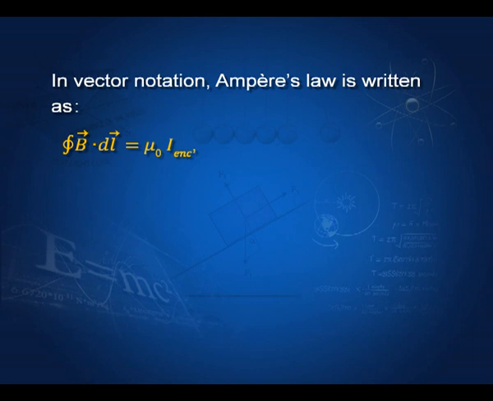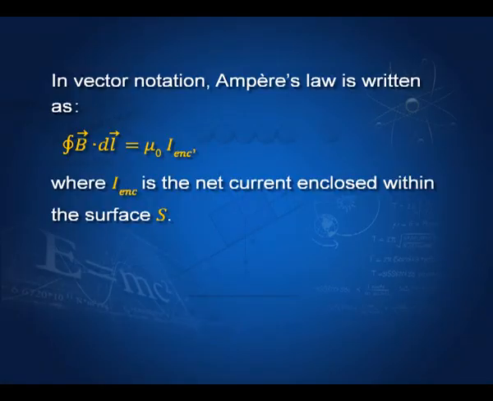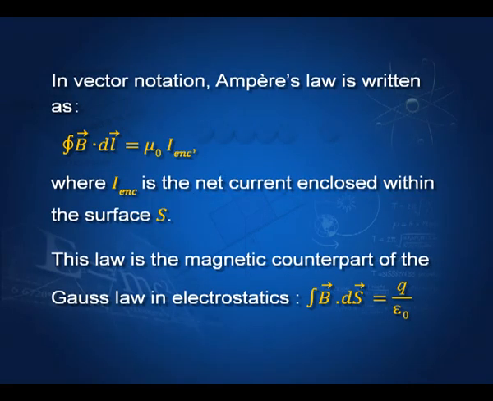In vector notation, Ampere's law is written as the integral of B dot dl. B dot dl is obviously the parallel component. So, therefore, the integral of B dot dl is equal to mu 0 times I enclosed, all the currents which pass through the surface enclosed by the loop. This law is the magnetic analog or counterpart of the Gauss law in electrostatics.